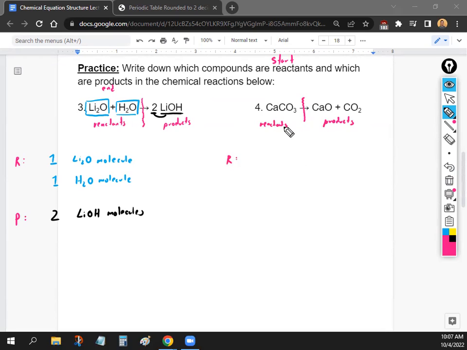Okay, there's only one chemical on the left side, and it's CaCO3. There's no number in front of it, so that tells us that we only have one CaCO3 molecule. Okay, now on the right side, we have 2 molecules because you got 2 things separated by a plus sign. There's no number in front of it. That means that we have one CaO molecule, and we have one CO2 molecule.